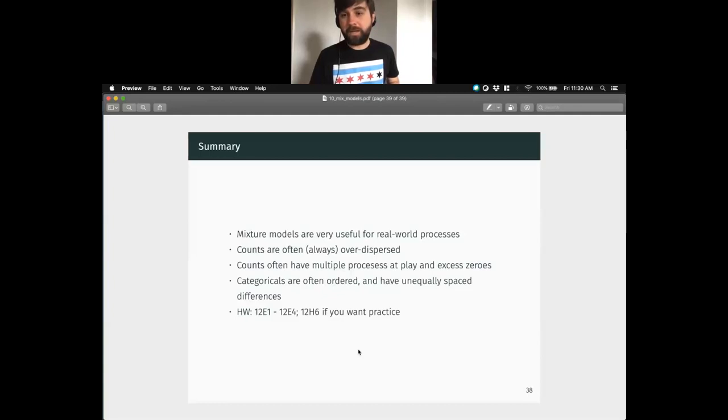But I'm going to assign hard 6 as the optional hard problem for the week if you really want to practice with these models. Again, take as much or as little time with these practice sets as you have right now. No pressure, but good practice.